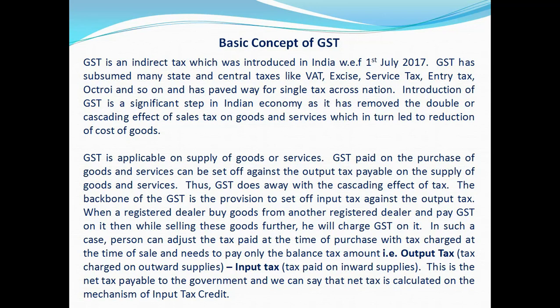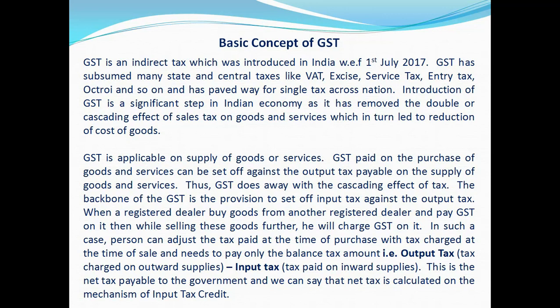GST, as the name suggests, is applicable on supply of goods or services. GST paid on the purchase of goods and services can be set off against the output tax payable on the supply of goods and services. So, what is input tax and what is output tax? Basically, when a registered dealer buys goods from another registered dealer and pays GST on it, it is termed as input tax. And when the same dealer, while selling these goods further, charges GST on it, it is termed as output tax.